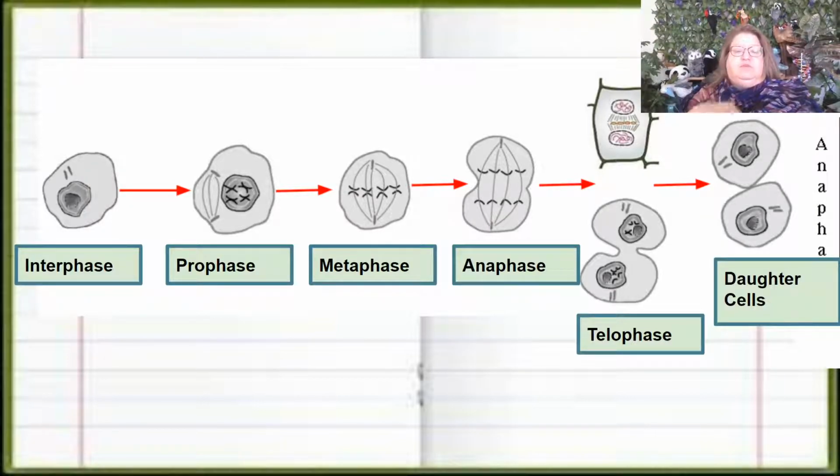So if you start with 46 chromosomes, each daughter cell needs to have 46 chromosomes each, and the same kind of chromosomes. You can't have extra copies of chromosome 2 and not have chromosome 1. So not only do we need the same number, but we need to make sure we have the same kind. And so you're going to watch for when and how the cell makes that happen.